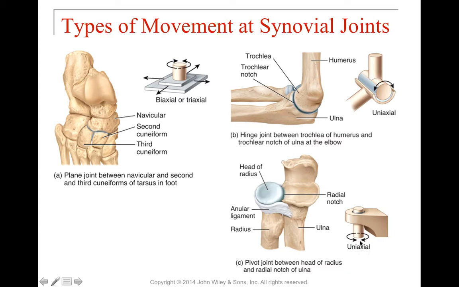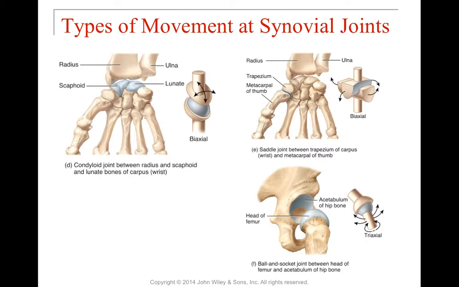Here we have the uniaxial range, but it's going to be a rotational option. Right, so you can turn that left or right, etc. So rotationally. We also have here a biaxial range of motion, the condyloid joint between the radius and the scaphoid.